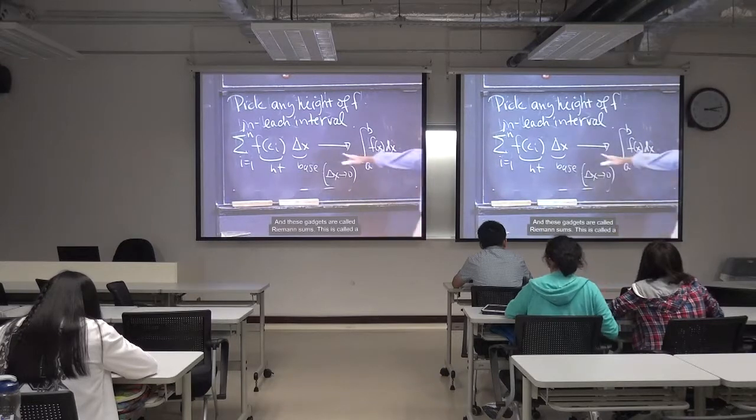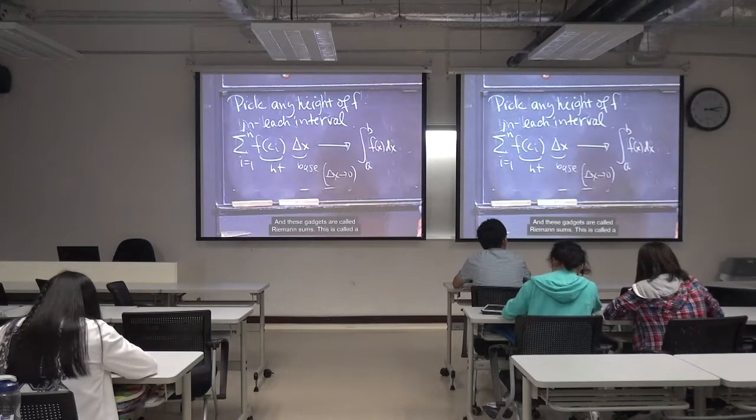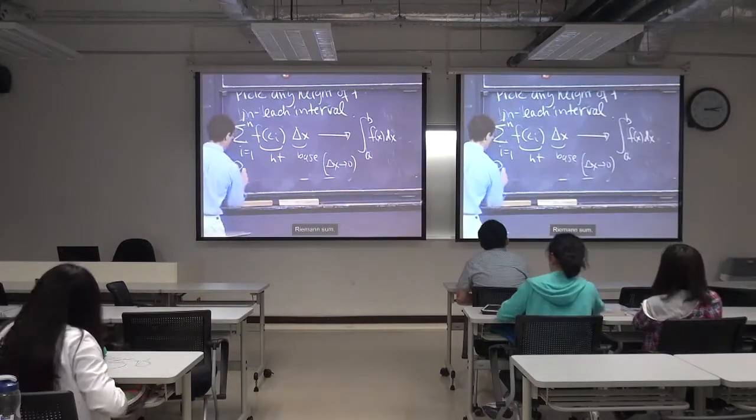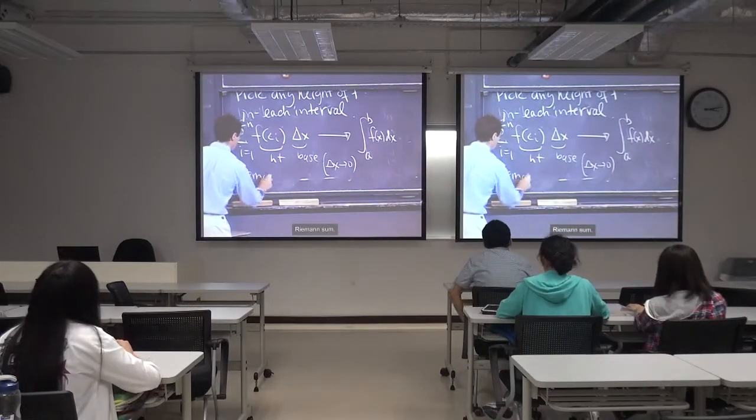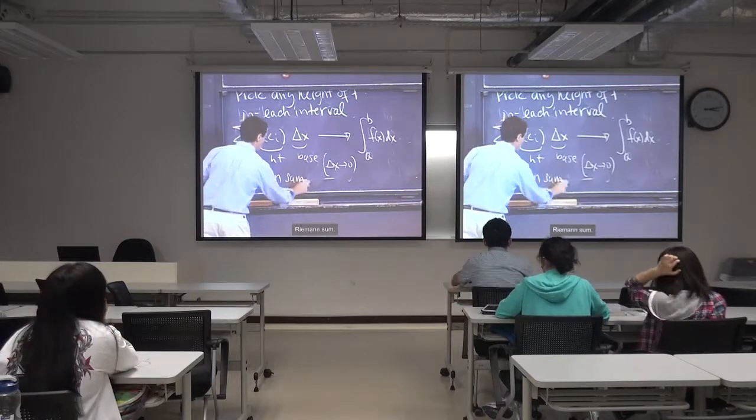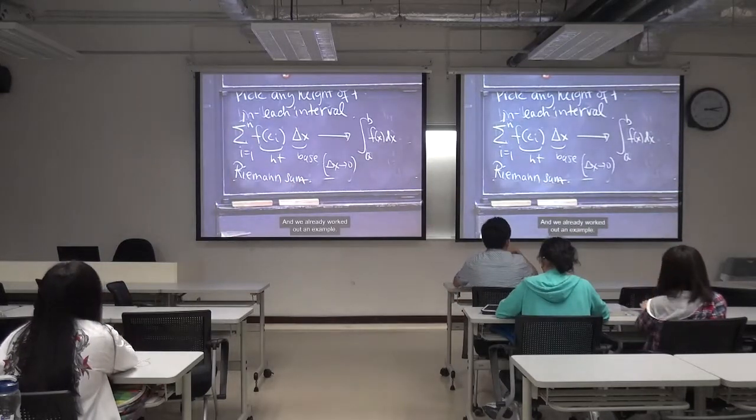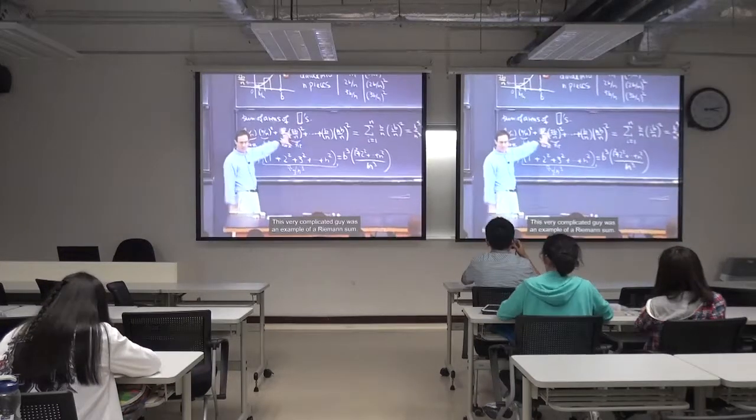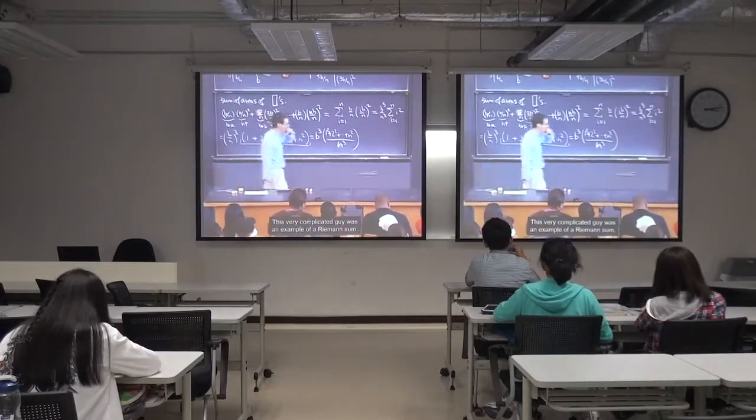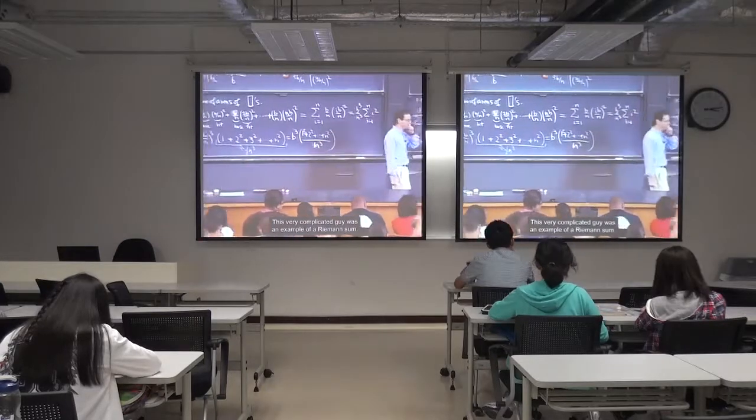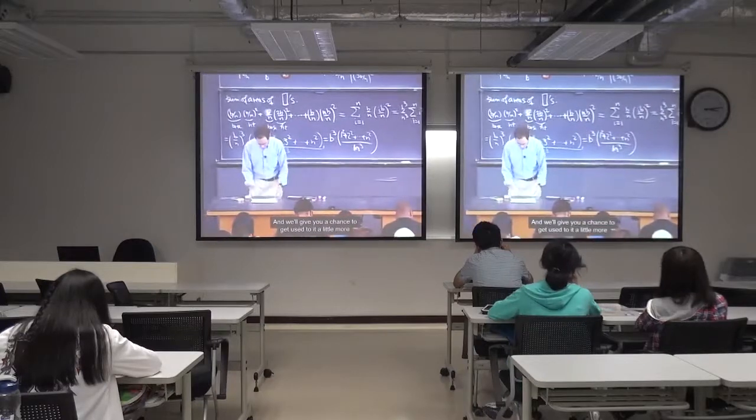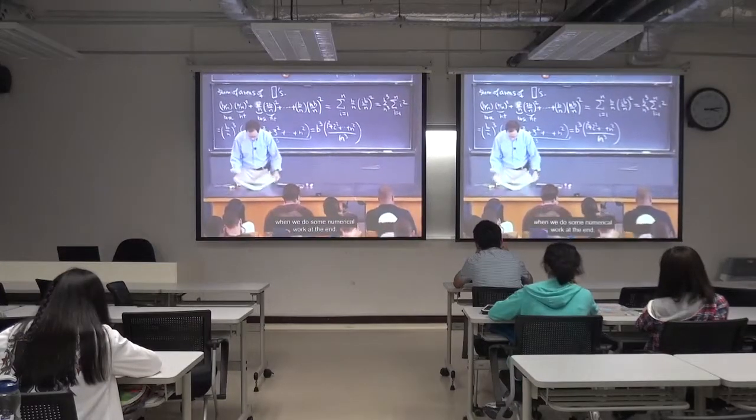And these gadgets are called Riemann sums. This is called a Riemann sum. And we've already worked out an example. This very complicated guy was an example of a Riemann sum. And so that's a notation. And we'll give you a chance to get used to it a little more when we do some numerical work.